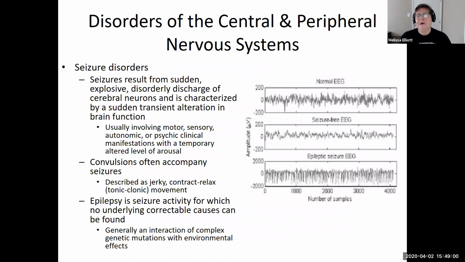Sometimes we can have things happening in the brain that have nothing to do with bleeding, things like seizure disorders. A seizure is basically an explosion of electrical information that is moving through the neurons that is very transient. You can see alterations in brain function during seizure activity, and it's usually going to involve motor and sensory as well as autonomic and sometimes even psychic manifestations.